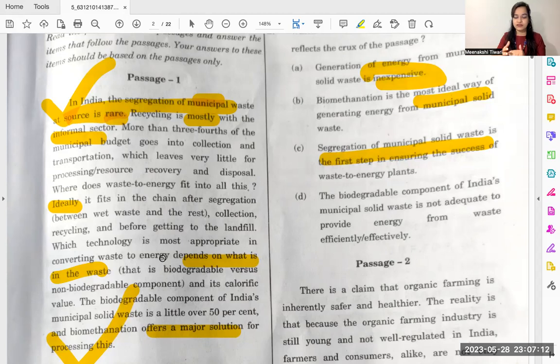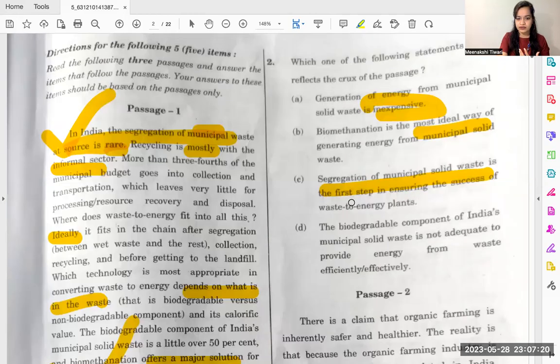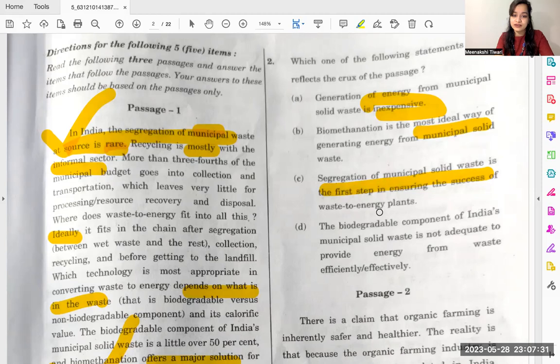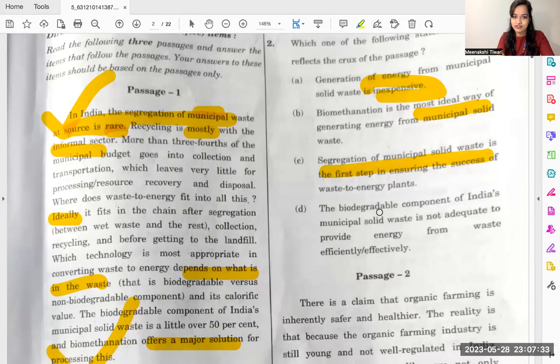At source is rare. Now, whether it is as important as to be giving us the success rate of waste to energy plants depends on your general knowledge, people. Are you reading enough? Okay, before I check that, let's look at D. It can be chosen, or it can be left up there.